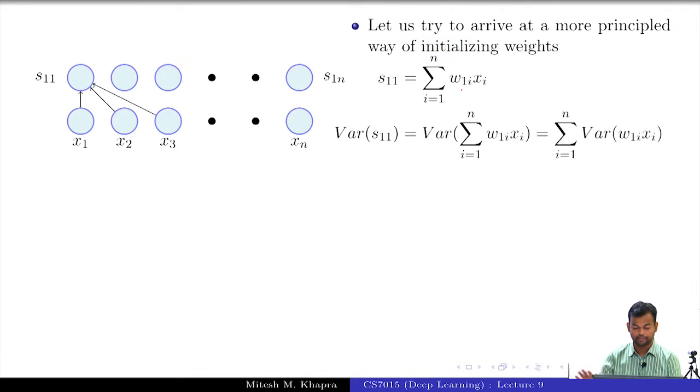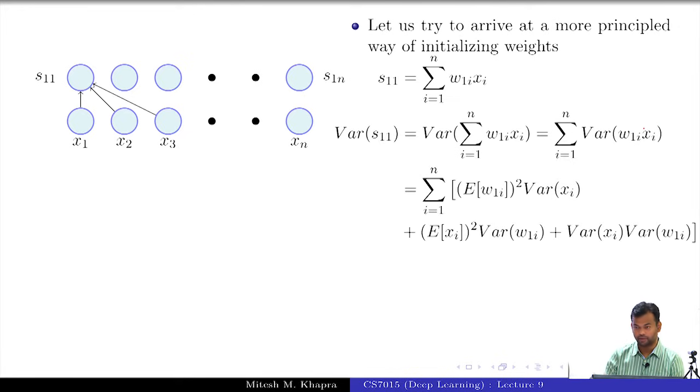I'm just taking the variance formula. Variance of a sum is equal to the sum of the variances, right? Each term is of the form variance of A into B, where A is W1i and B is Xi. What's the formula for this? All of you know it or don't know it, don't care. Okay, so this is the generic formula for the variance of A into B, where you assume A is W1i and B is Xi. There's no trick here, no math, nothing fancy. Just apply the formula for the variance of AB and substitute A equal to W1i and B equal to Xi.